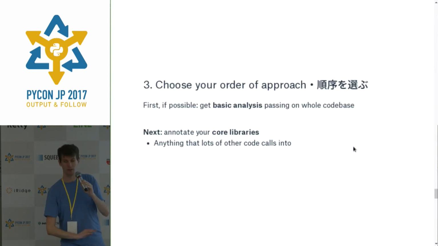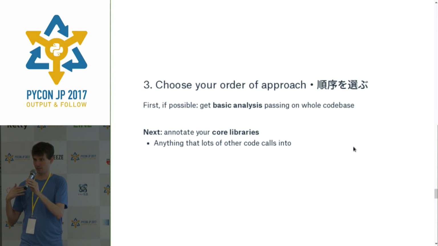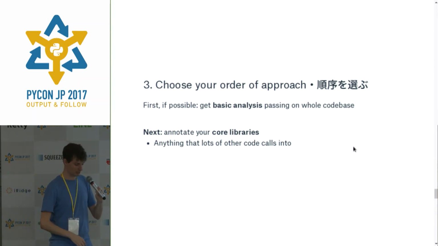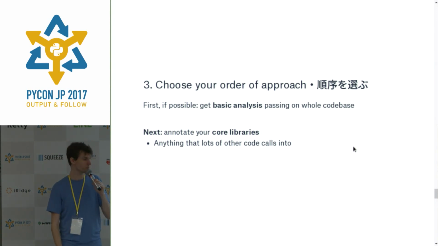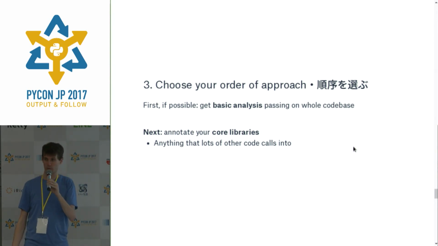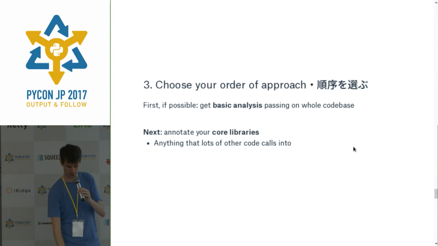At this point, of course, put it in CI. As soon as it works at all, make it never stop working. Then annotate your core libraries, anything that lots of other code will touch, because this will make the annotations more powerful on that other stuff. It'll make it better able to check.